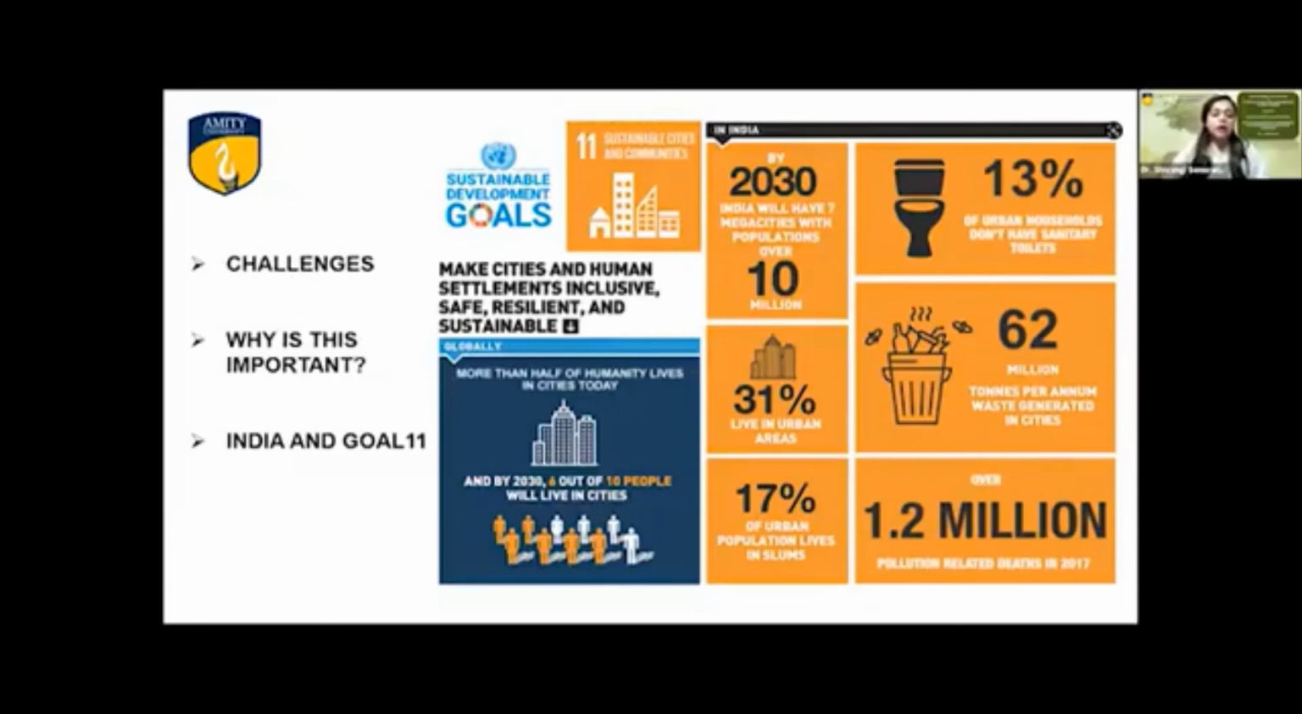Between 2001 and 2011, if we compare the census data, the country's urban population had increased by 91 million. So India is projected to add approximately 416 million urban dwellers between 2018 to 2050. And by 2030, India is expected to be home to 7 mega cities with populations above 10 million approximately.